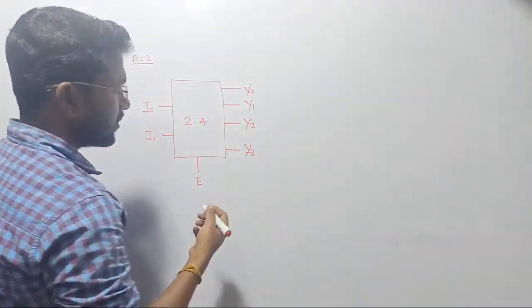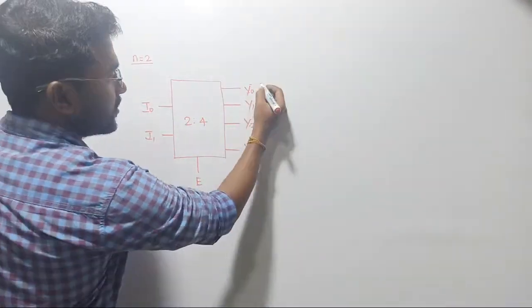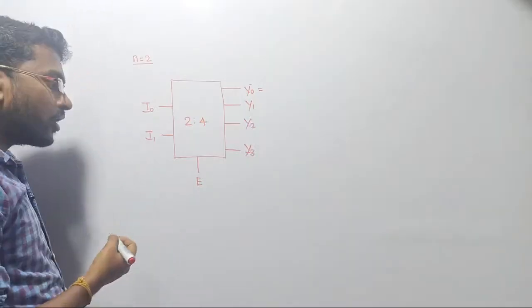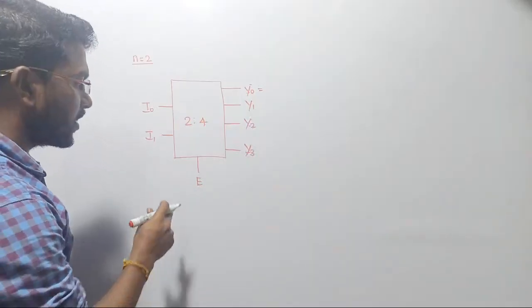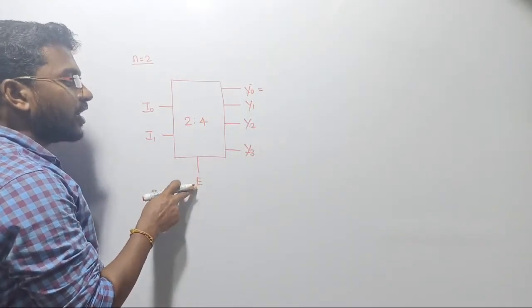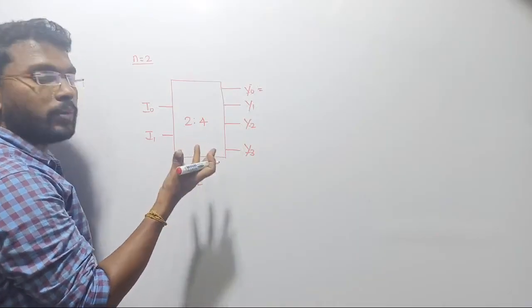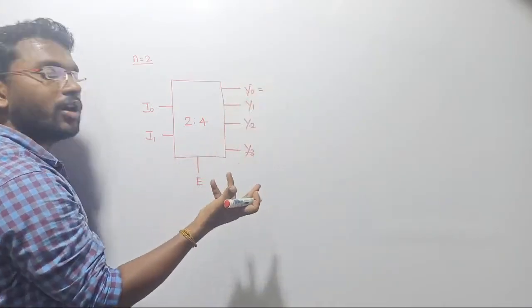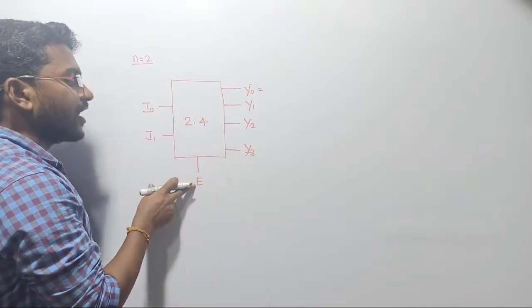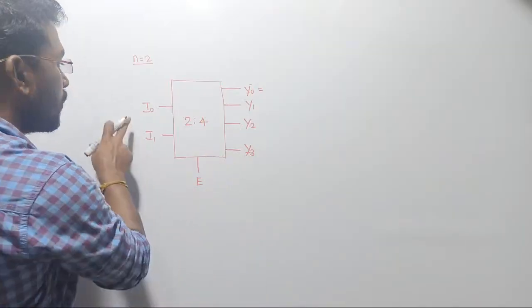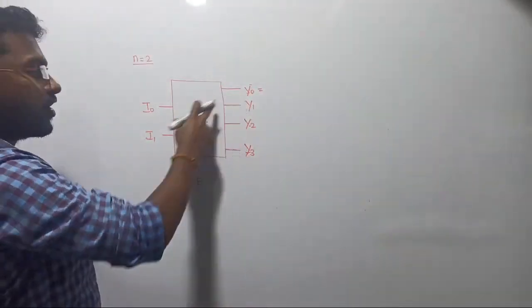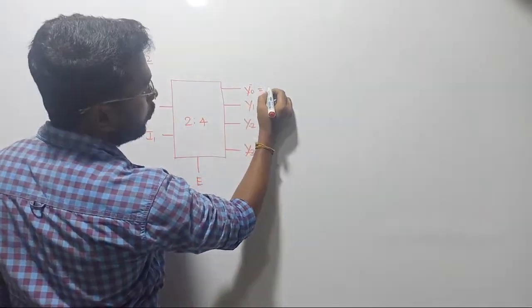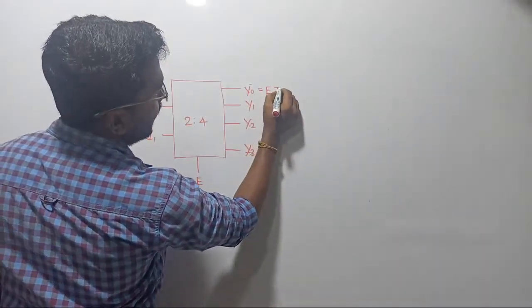Shall we draw the truth table for this? First, let me write the output Y0. If your enable pin is 0, then your circuit won't be activated, such that all these values are going to be don't care, X, X, X, X, X. When the enable pin is 1, for 0, 0, Y0 will be enabled. Automatically, its output will become enable pin A, I0 bar.